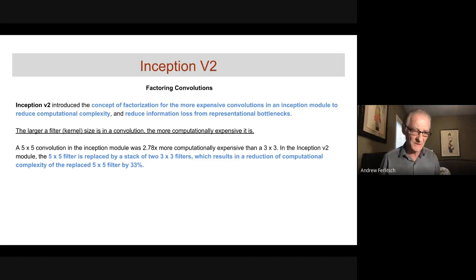So in the Inception V2 module, they experimented with replacing a 5x5 by a stack of two 3x3s. That resulted in a 33% reduction in the number of parameters. And in their ablation study, they found that it was as accurate as the 5x5. So it had representational equivalence.